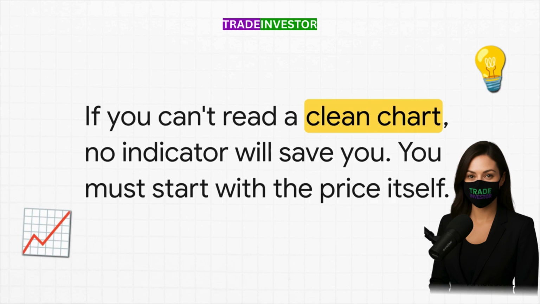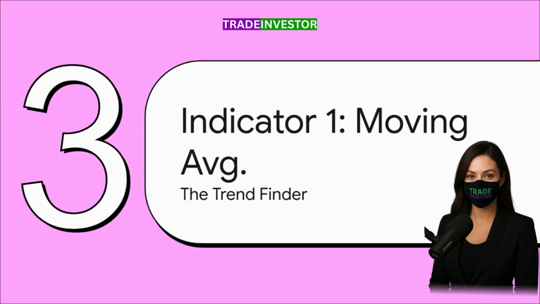So let this one really sink in. If you can't understand the story that a clean, simple price chart is telling you, the trends, the support, the resistance, then I'm telling you, no amount of colorful lines and fancy oscillators is going to save your trade. You have to start with the source of truth, and that is the price itself. All right, so with that crucial foundation in place, let's pull back the curtain on our first essential tool. This is the one you use to answer the most basic yet most important question in trading. Which way is the market going? This, my friends, is the moving average.